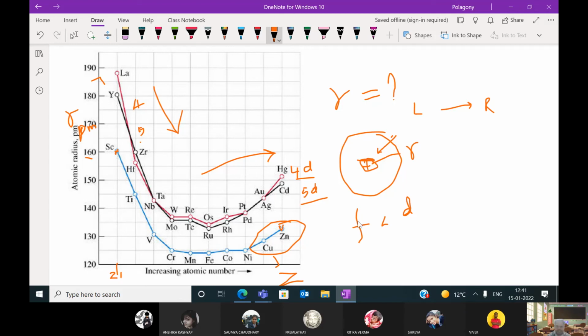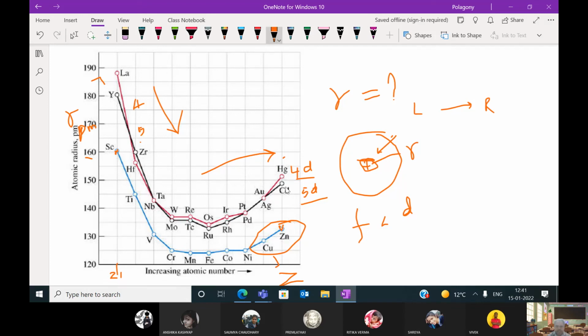Okay, now I am moving further, and one more important point. There are elements zinc, cadmium, mercury at the extreme right. These elements have the completely filled electronic configuration: 3d10, 4d10, 5d10. So these elements will exhibit different properties as you compare with the rest of the transition elements. What are the different properties?